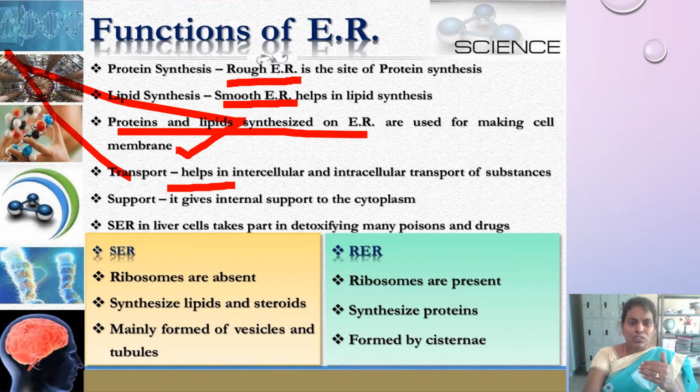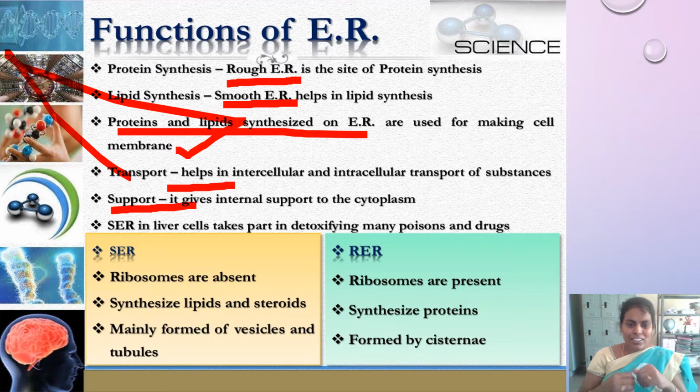And also the endoplasmic reticulum gives internal support to the cytoplasm, because I told you already the endoplasmic reticulum is just like a network-like structure throughout the cytoplasm. Because of this structure, it gives internal support to the cytoplasm. The smooth endoplasmic reticulum, along with lipid synthesis, also takes part in detoxifying many poisons and drugs inside the cell.